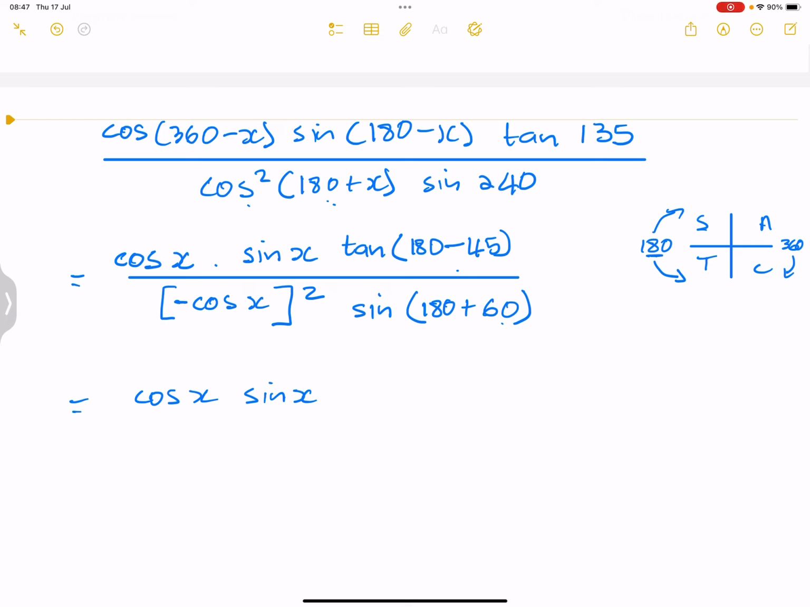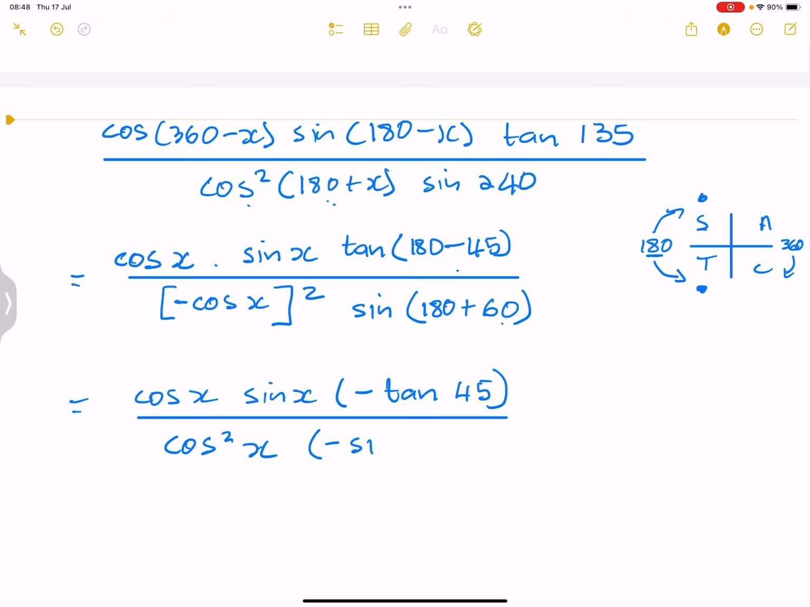Now please, I want you to note that's in the second quadrant. How is tan in the second quadrant? It is negative, right? So tan is negative, so this would be negative tan of 45. Okay, and this is divided by, again, this is going to be cos squared of x. This is multiplied by, now the sine of 180 plus 60. So remember, this is in the third quadrant, so sine is negative there. So that would be negative the sine of 60.